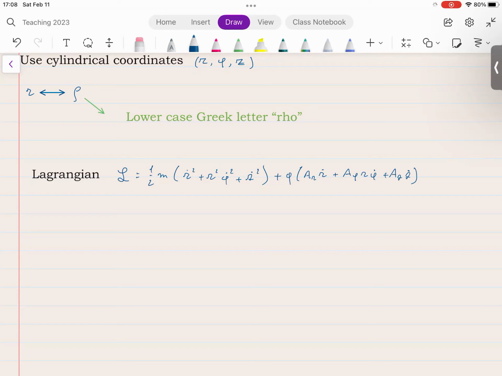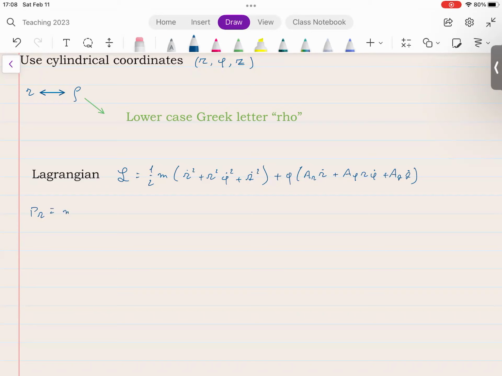From here, you can calculate the conjugate momenta. I'll leave that as an exercise. It's also not spelled out in the textbook, but you know how to do this. I believe maybe not all of you have already passed the classical mechanics course, but you know how to calculate momenta. So I'll just write the results.